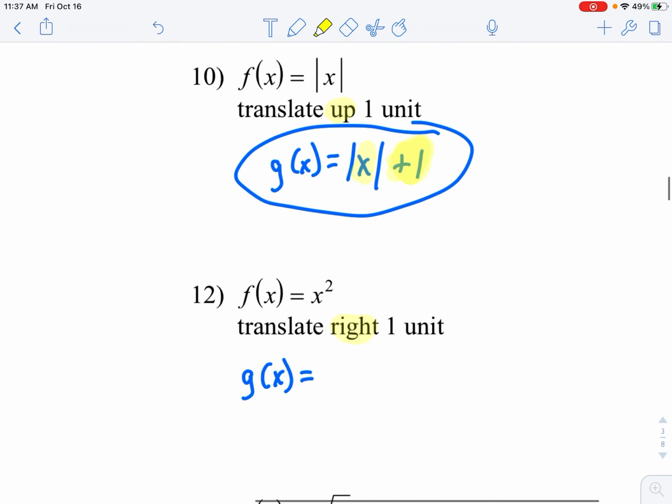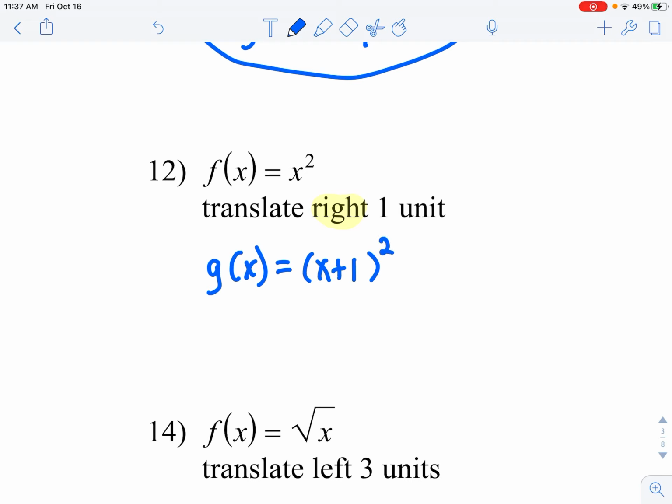The inside would look like this. You put x plus 1 in parentheses and then put the square there. So now we introduce our own parentheses to sort of create an inside versus an outside. You put the plus 1 inside the parentheses and then square it. So that should be the answer. Let's check number 12. And there it is. X minus 1 inside parentheses and then squared.